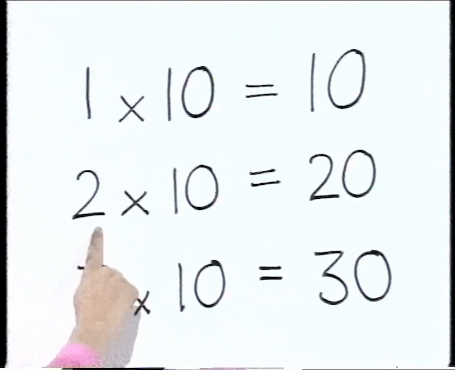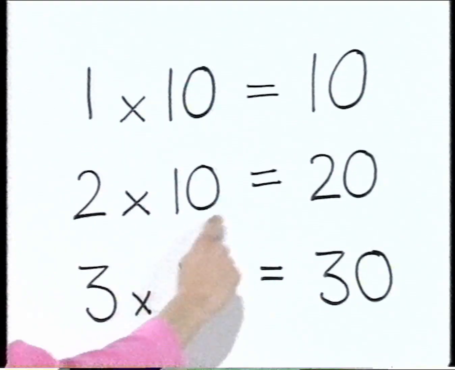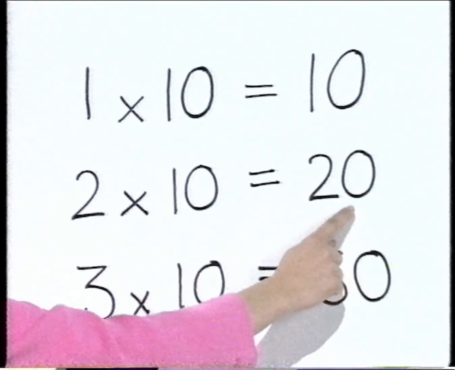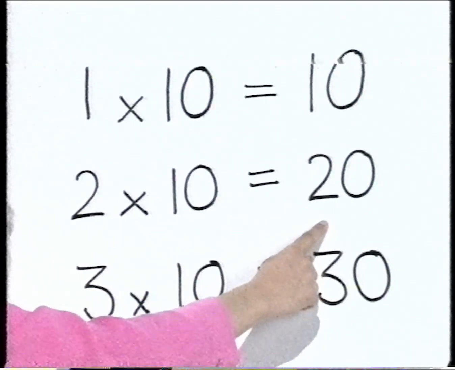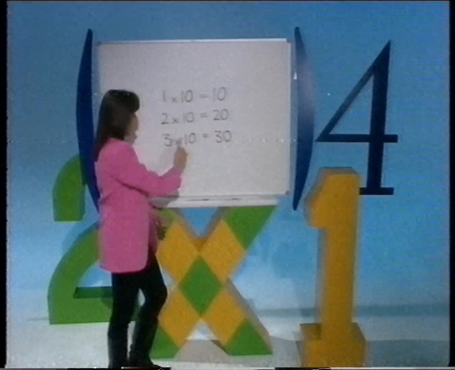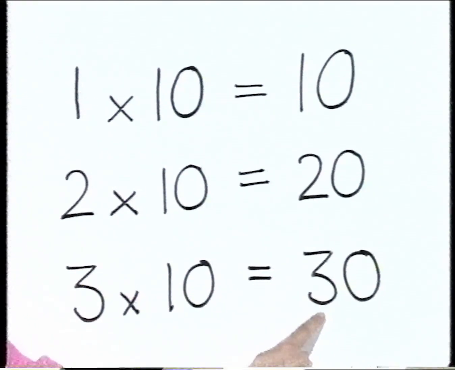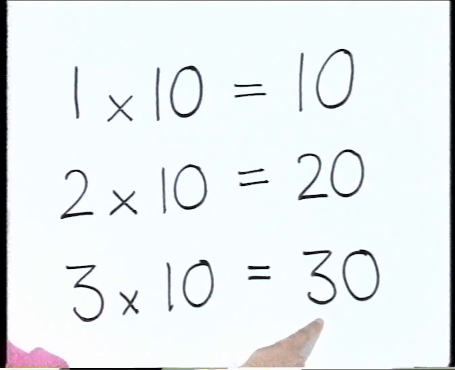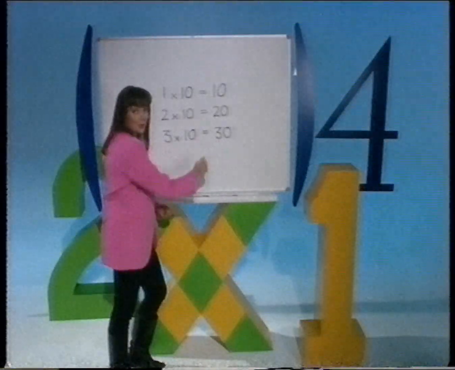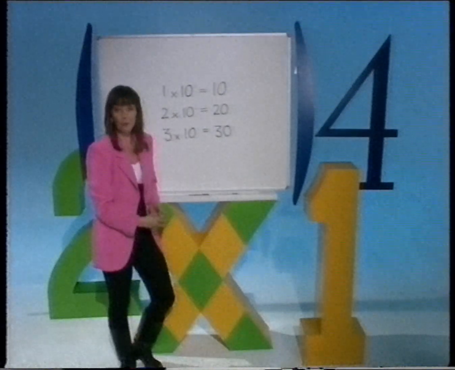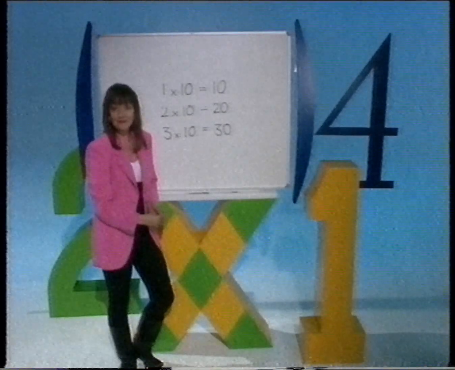Look, 2 times 10, the 2 moves from the units to the tens column. So the answer is 20. 3 times 10, the 3 moves from the units to the tens column to give 30. Well, now let's go through the whole table and watch out for that. Are you ready?